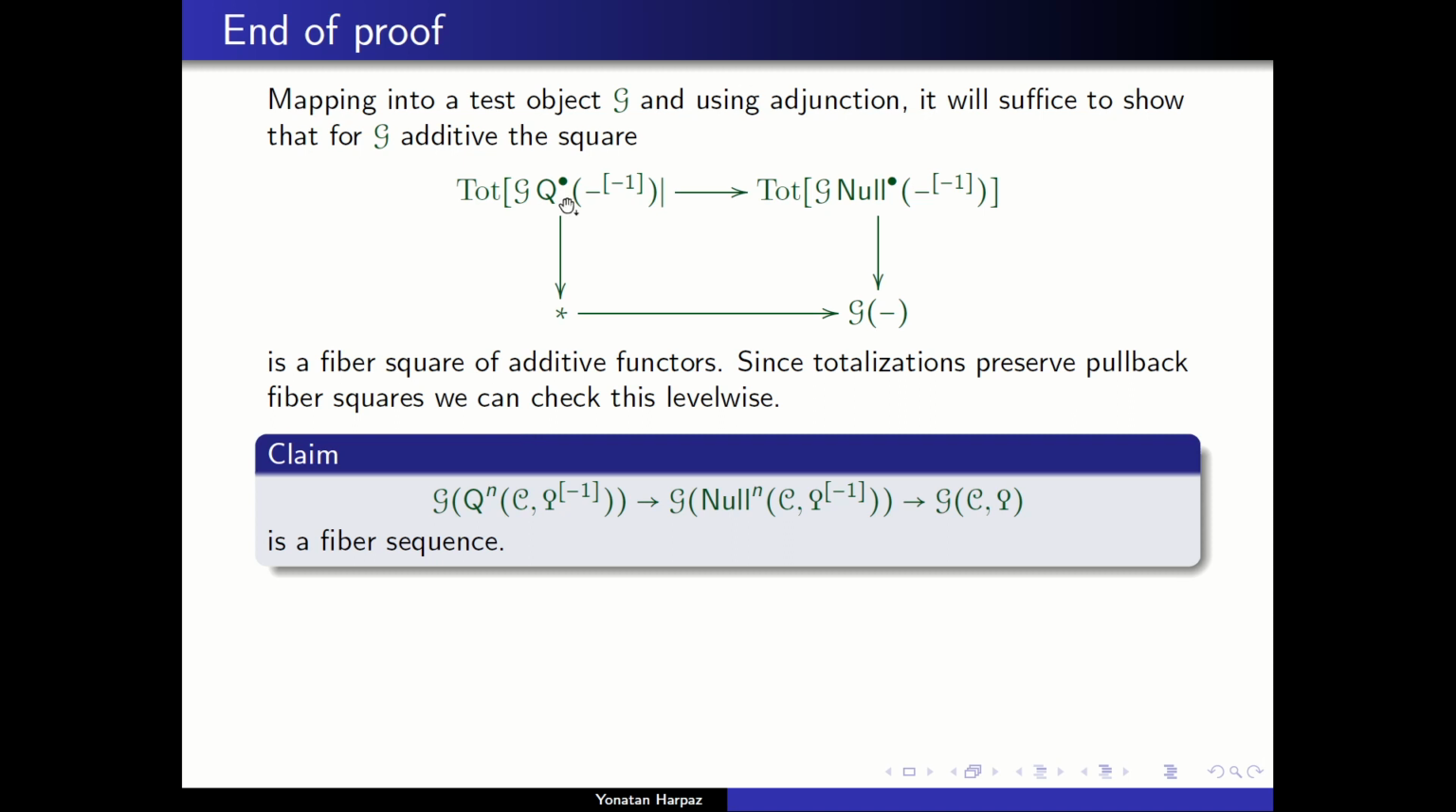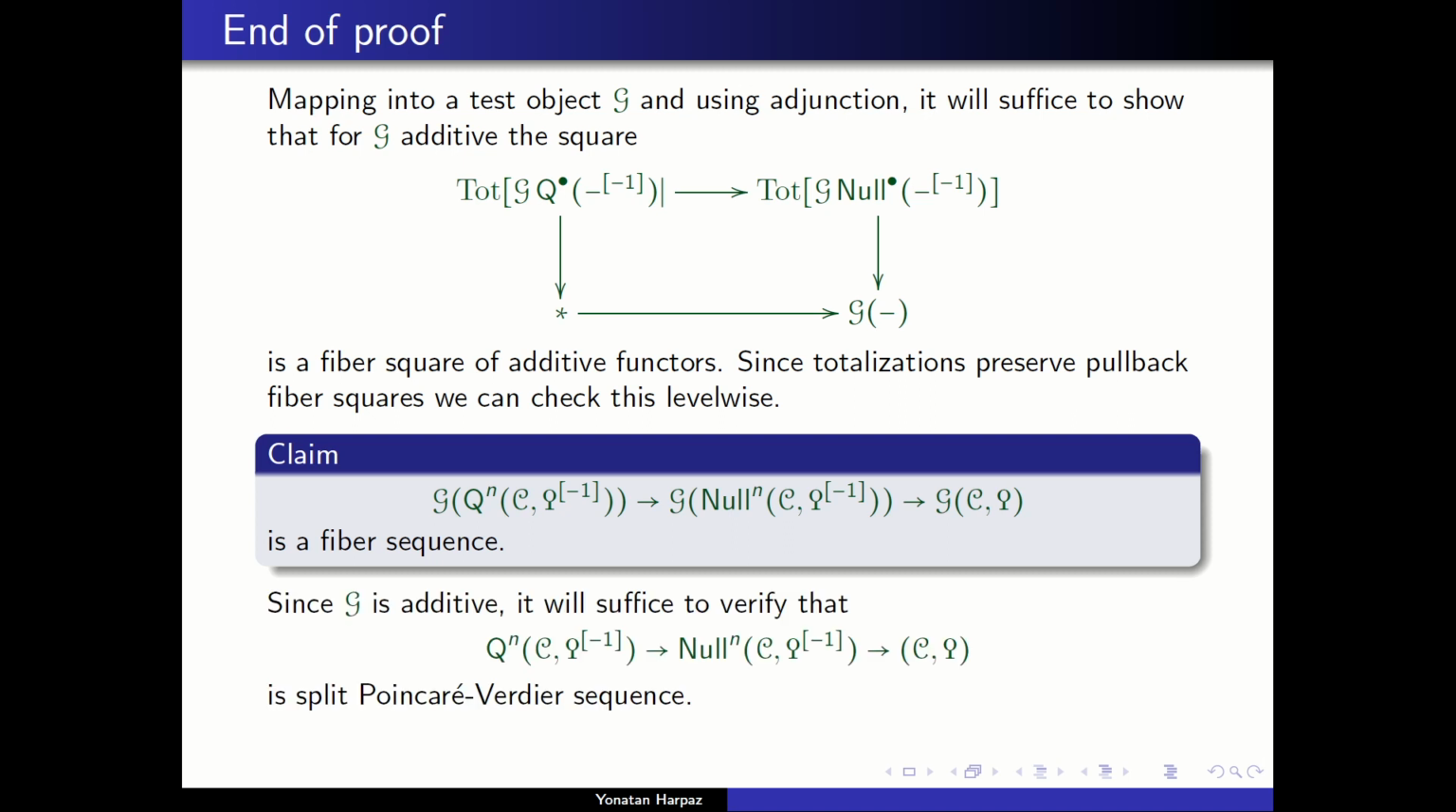So what we get at degree n of these simplicial objects and at (C, Ϙ) is exactly this sequence. So we need to show that this is a fiber sequence of spaces. And this sequence of spaces is obtained by applying G to a certain sequence of Poincaré infinity categories. So the sequence that goes from the dual Q_n(C, Ϙ), dually shifted, to the dual null of (C, Ϙ) dually shifted, to (C, Ϙ). And since G is some additive functor to spaces, in order to show that this is a fiber sequence of spaces, it will suffice to show that this is a split Poincaré-Verdier sequence.